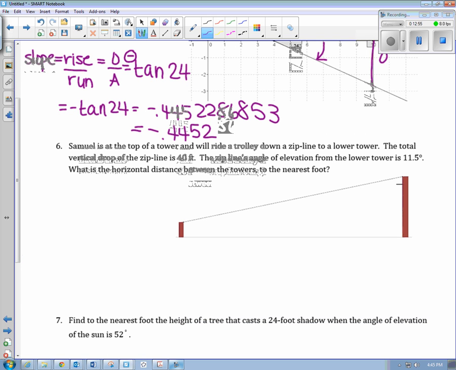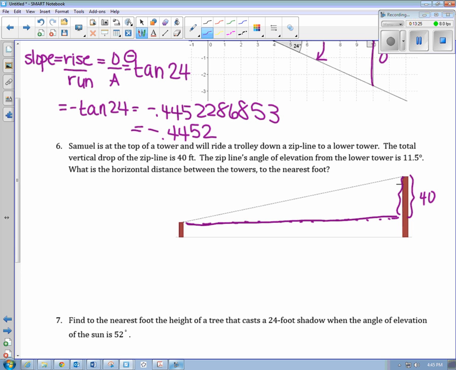Question 6 is talking about Samuel, who is at the top of a tower and planning to ride a trolley down a zip line to the lower tower. The total vertical drop of the zip line is 40 feet. What that means is that if we were to measure how far of a change there is in this section, it would be 40. The zip line's angle of elevation from the lower tower is 11.5, so that means that in here is an angle of 11.5, and it's asking to find the horizontal distance between the two towers. So how far is it from one to the other?